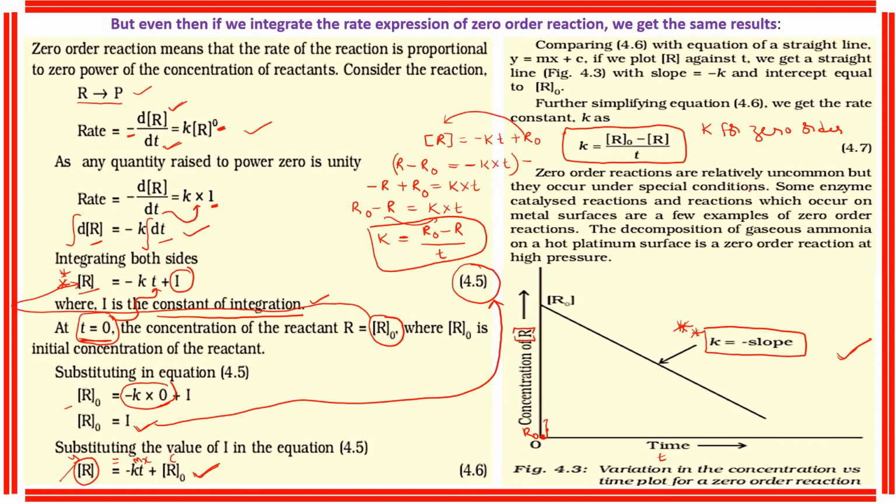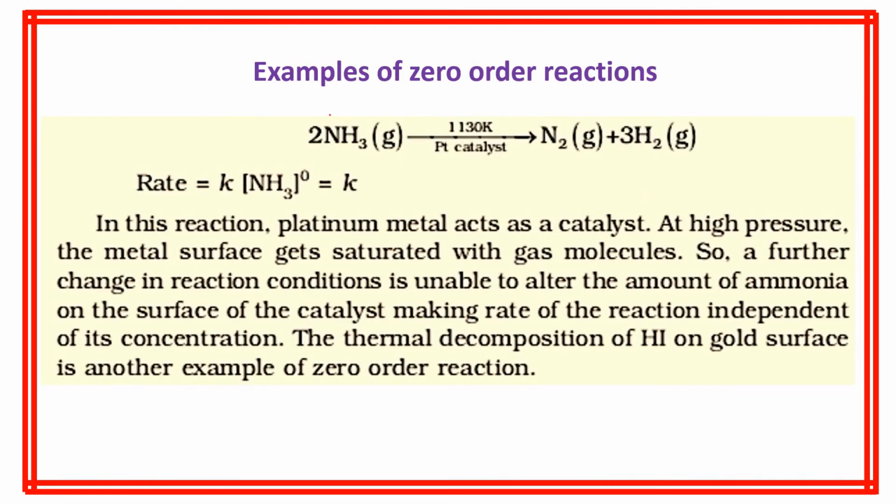What examples can we take here? Some enzyme catalyzed reactions, and also the reactions which take place on metal surfaces, are examples of 0 order reactions. So we will take some examples. You see, this is the decomposition of ammonia on a platinum surface. The rate of reaction does not depend upon the amount of ammonia. Even if you take a huge quantity of ammonia, the rate of reaction is not changing; it depends upon the catalyst, which you can't take as a reactant. So it is a 0 order reaction.